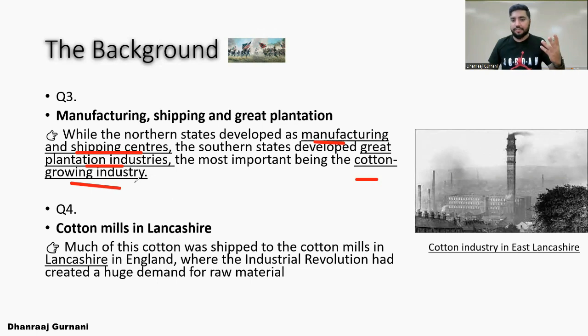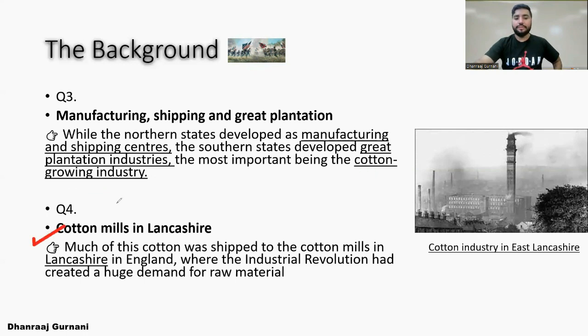These were factories, manufacturing, and shipping. Whereas the South became an agricultural economy. The South was good for, and had, great plantations. They developed into an agricultural economy, and the main crop they were growing was cotton, which flourished into cotton growing industries.